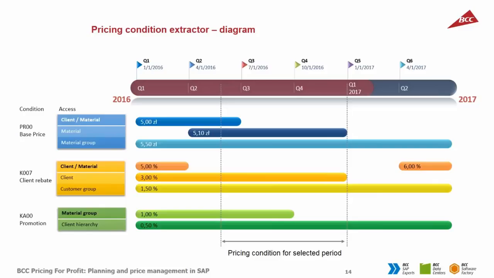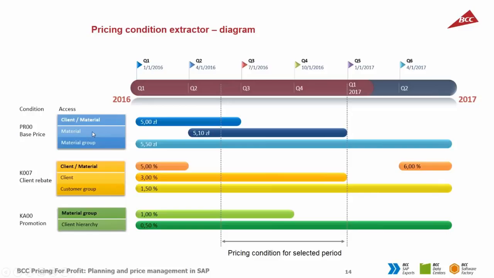At the top we have the condition PR00, which is the base price, for which a value can be entered using the customer material key, that is the price for a particular material and for a particular customer. And if the price is not found on this level, the system will look for the next access sequence key, which is in our example material. The next level search is the material group.